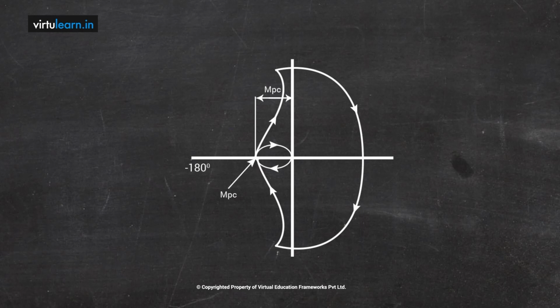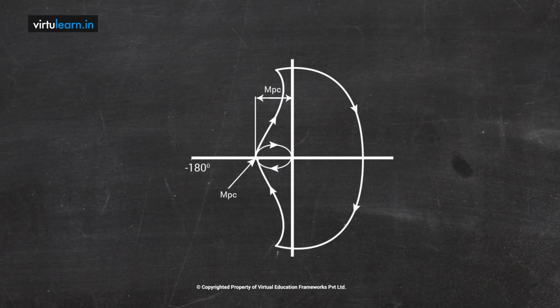So what we can say is that path 4, when you map it to the GH of S plane, will be like this. This is the starting point, and it takes one semicircle and goes to minus 90, which is the starting point of the polar plot. So all individual mappings are available.